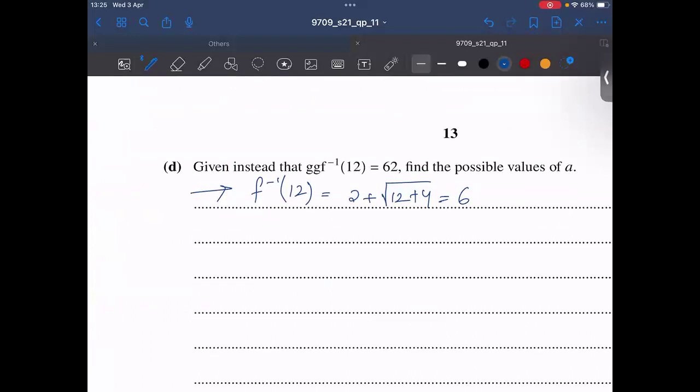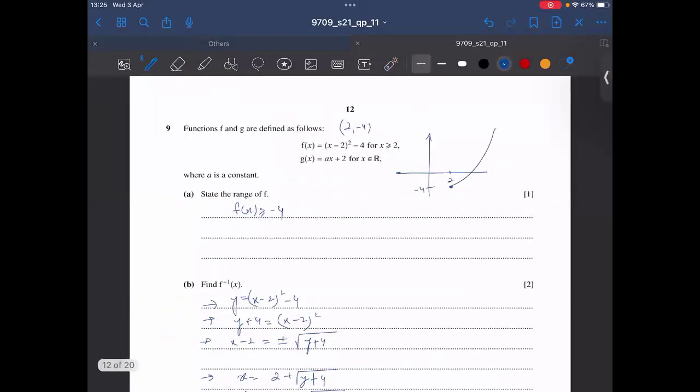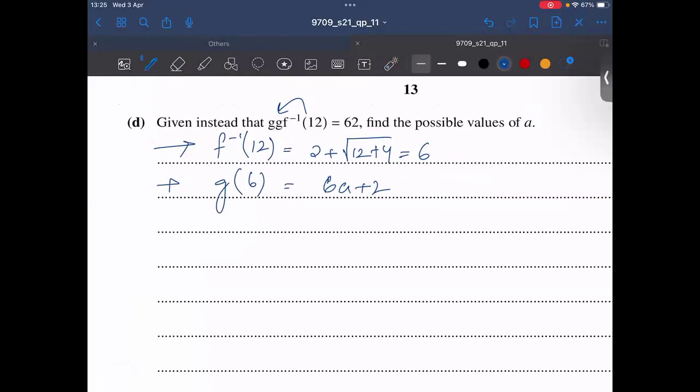I'm going to substitute F inverse of 12 into G. That is, you're just calculating G of 6, because this is the value of F inverse of 12. You're going to be substituting in G. So, G of 6. What are we getting now? G of 6 is 6A plus 2.